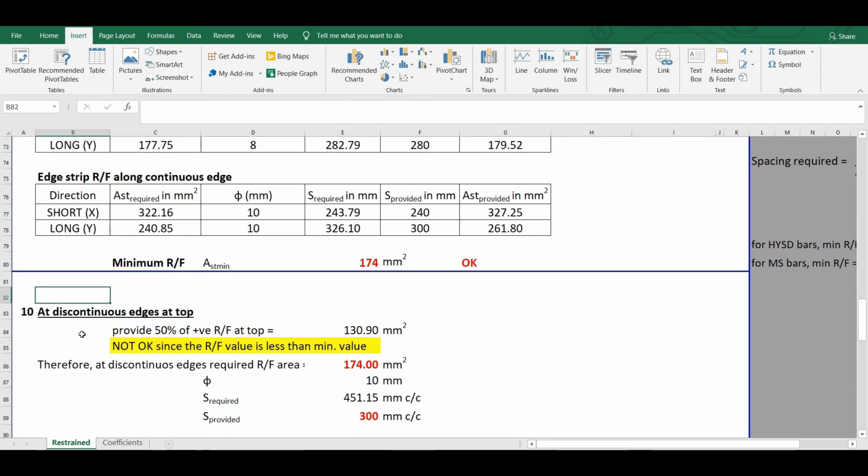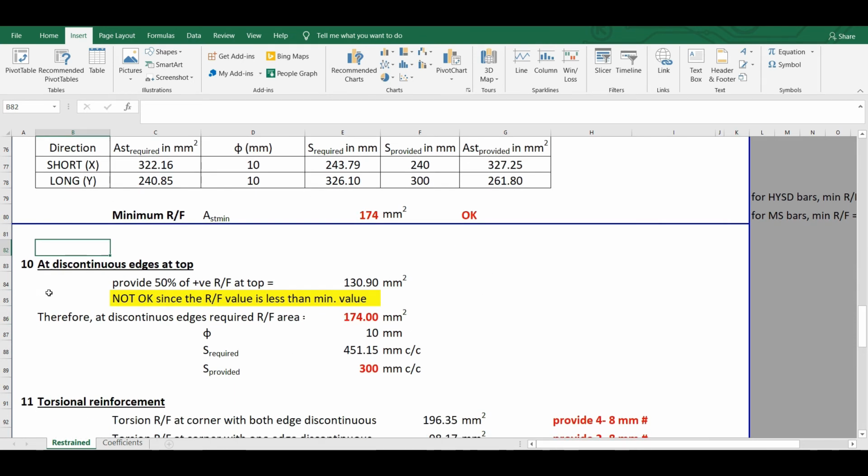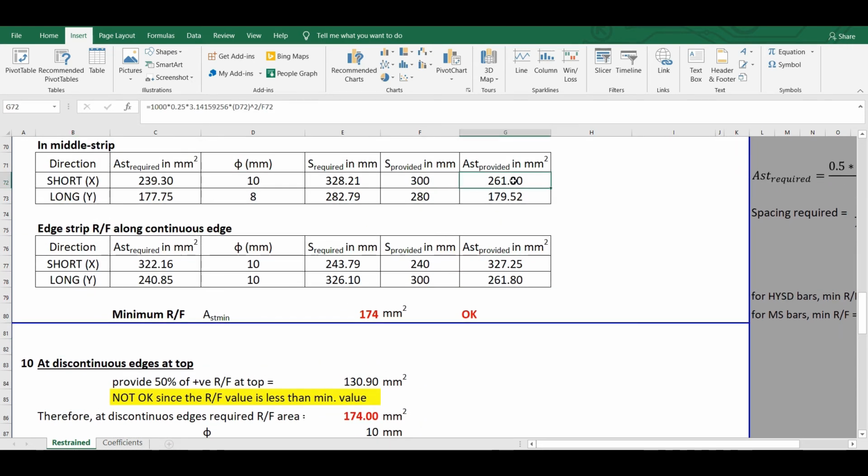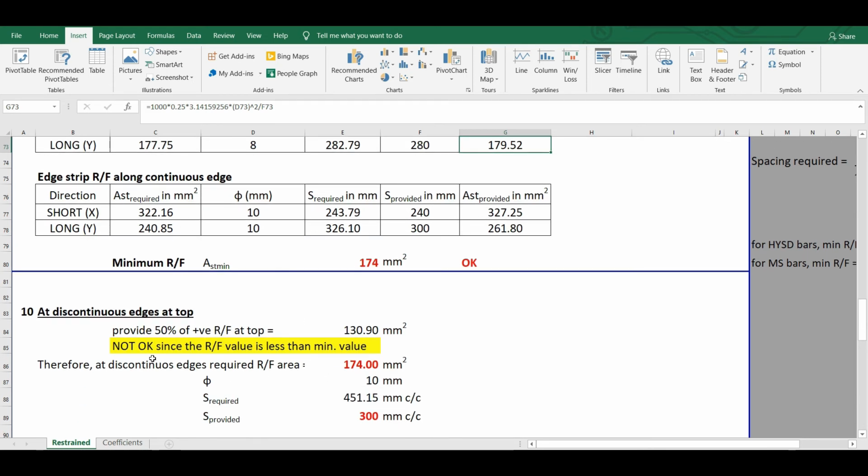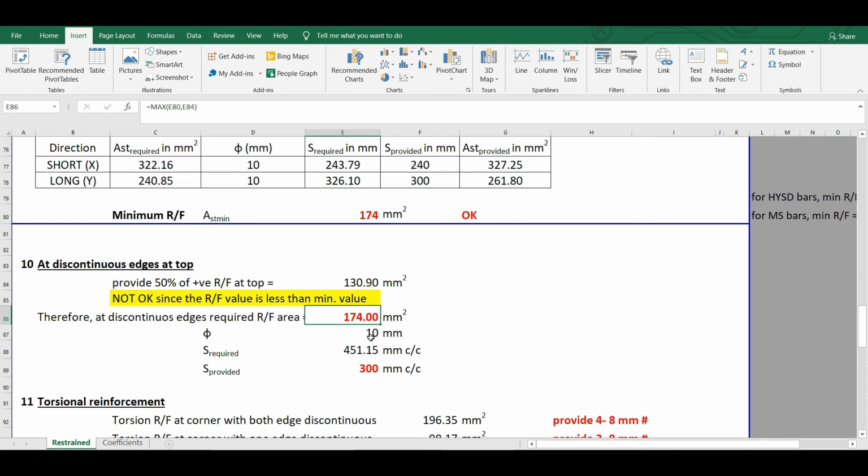Now what about the discontinuous edge? The code suggests that at the discontinuous edge we need to provide 50% of the positive reinforcement of the mid span at the top. So whatever the mid span reinforcement that we have calculated, we will provide 50% of that at the discontinuous edge. Now if we provide 50% of 179.52 mm square, it will be less than the minimum value. So what we will do is we will provide the minimum reinforcement at the discontinuous edges at the top. So here I have provided 10 mm dia at 300 mm center to center at the top edge.